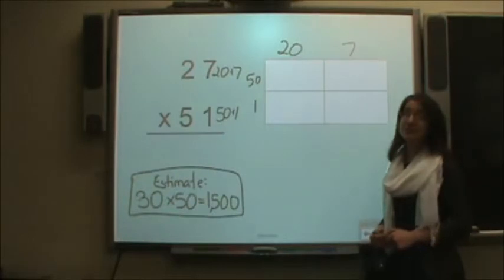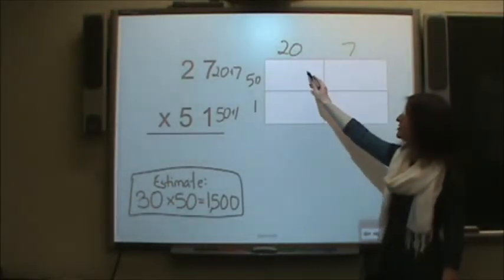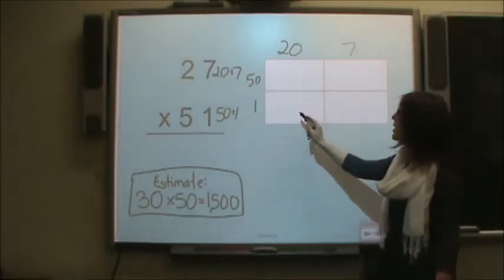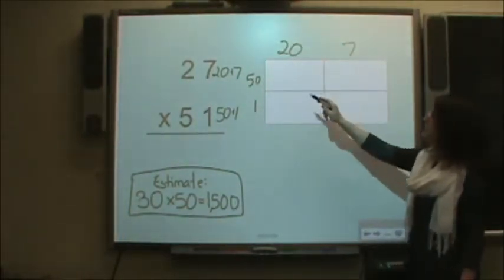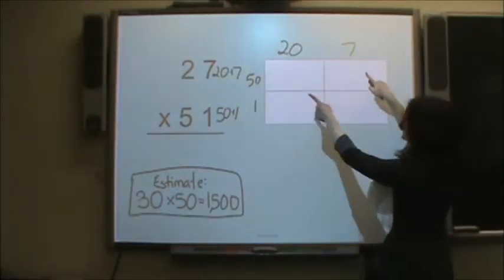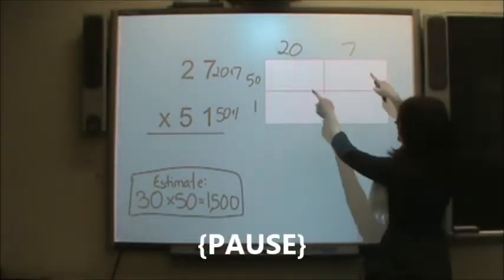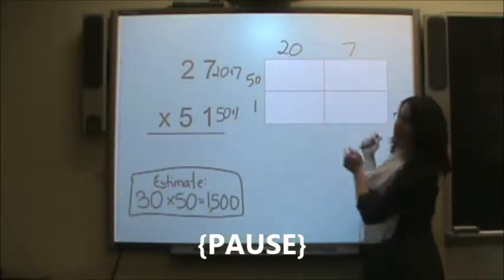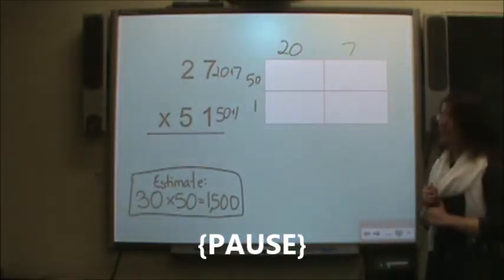Now you're going to pause your video and you're going to multiply each of these numbers together. So 20 times 50, 20 times 1, 50 times 7, and 1 times 7. Do you see how those match up? So you drag your finger in each box to find out which ones match up. Just like that. Okay, pause your video and multiply those now.